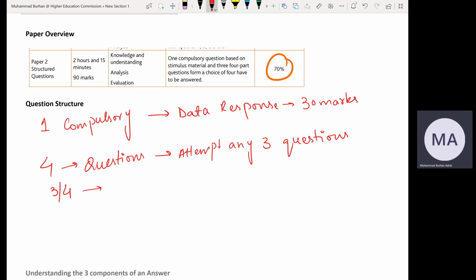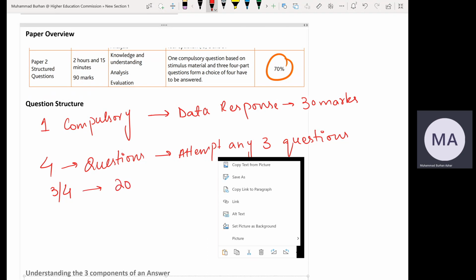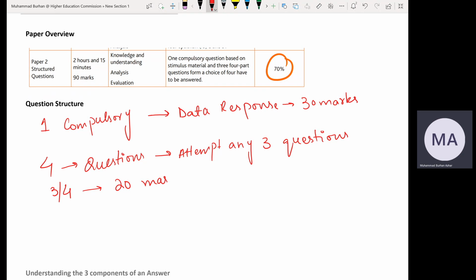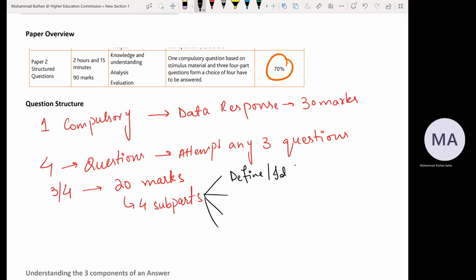Furthermore, each question will contain 20 marks. ठीक है? And those 20 marks will be divided into 4 subparts. And those 4 subparts will further be divided किस तरह? Let's see that. सबसे पहले you have a define या identify का question, which is usually of 2 marks. ठीक है?